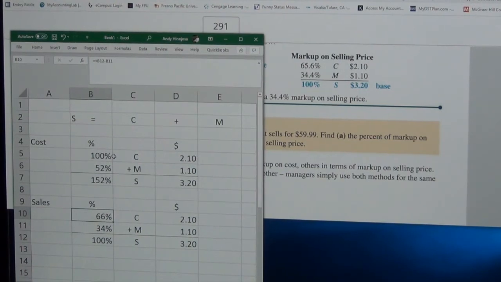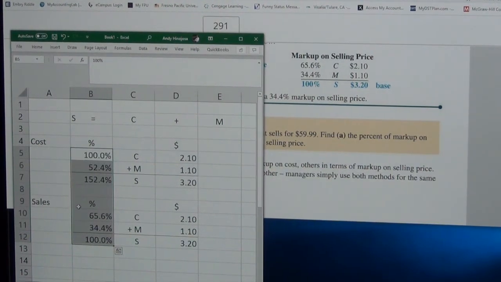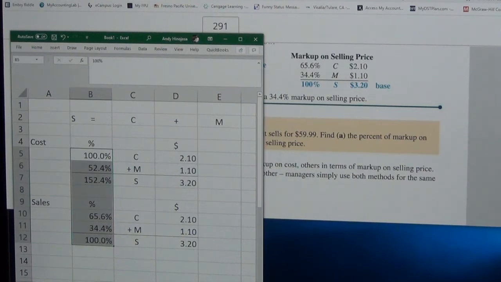I was just looking at the textbook and it looks like these are rounded off. Let me go ahead and increase. So the problem rounded it off to the nearest tenth of a percent. The textbook rounded the answers to the nearest tenth of a percent. So this is more like the solution in the textbook.